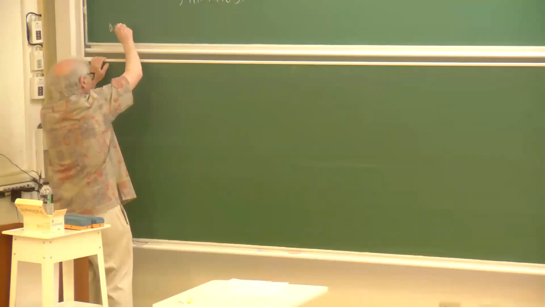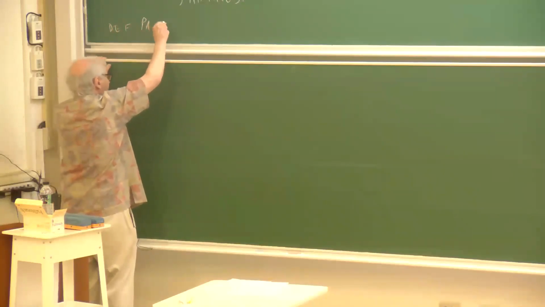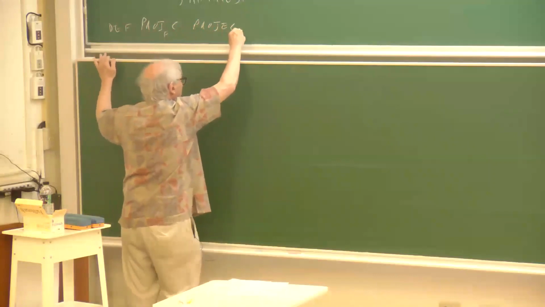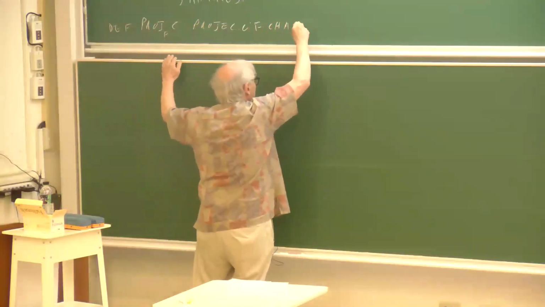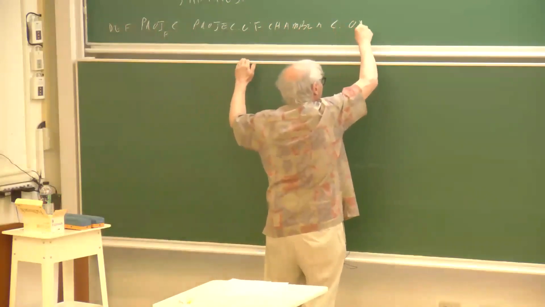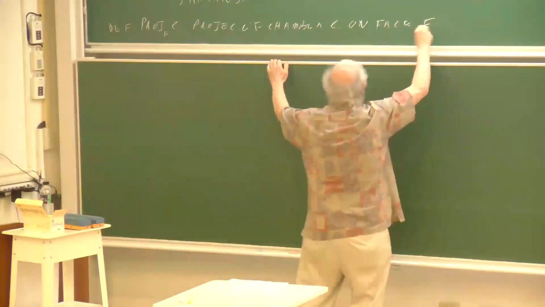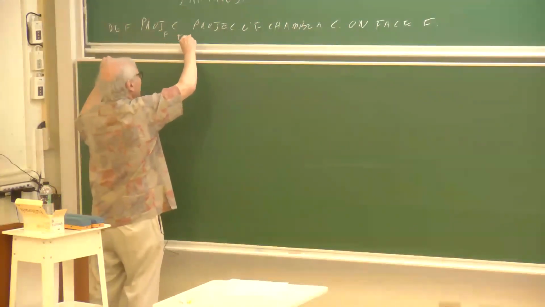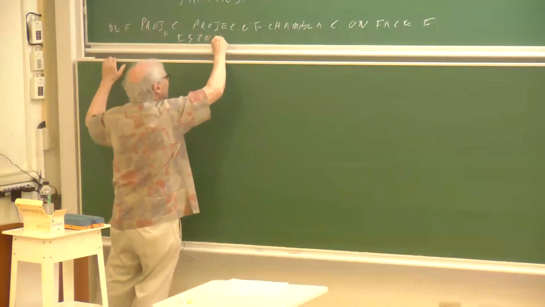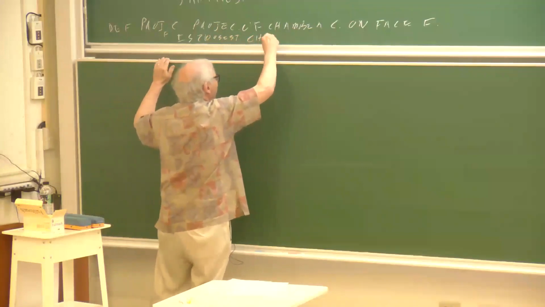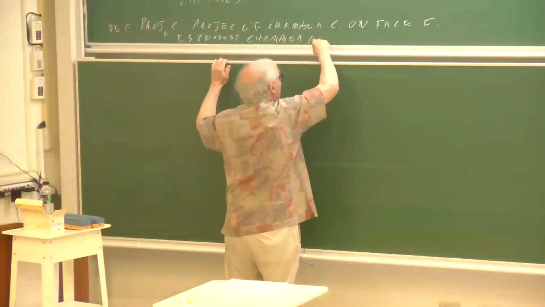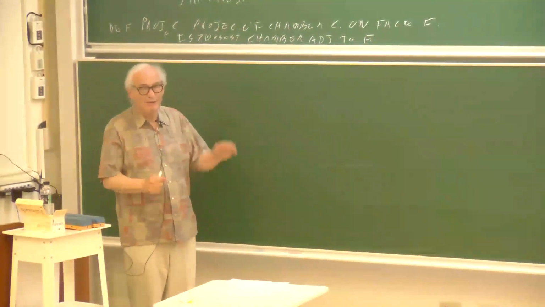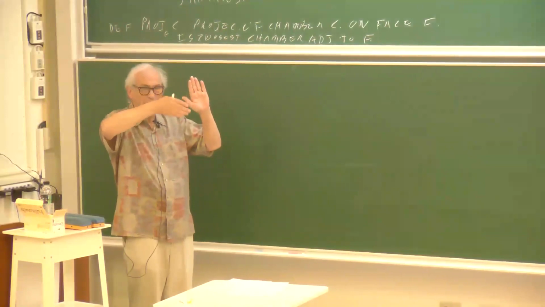Definition: the projection of the chamber C on the face F, I'm defining that now, is the closest chamber adjacent to F. Here close means you cross the fewest number of hyperplanes in going from C to F.